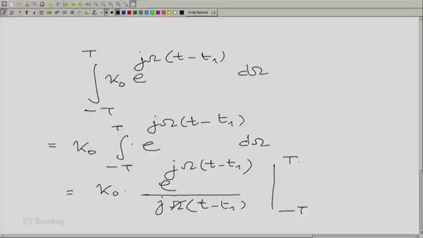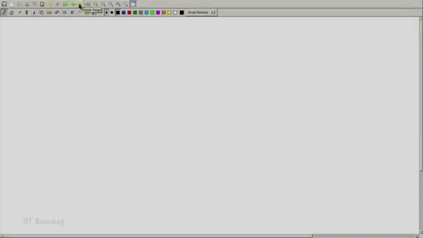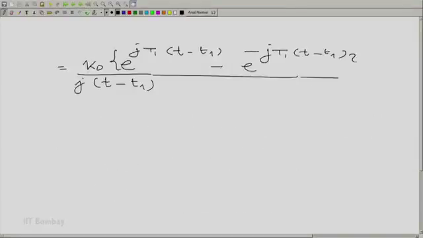Now, of course, here capital T is a value of omega. So, perhaps we could change the symbol if you like. Let us call this minus T1 to plus T1, since T1 and minus T1 are actually values of frequency, angular frequency. That is not at all difficult to evaluate. So, let us substitute that. And this is also very easy to evaluate.